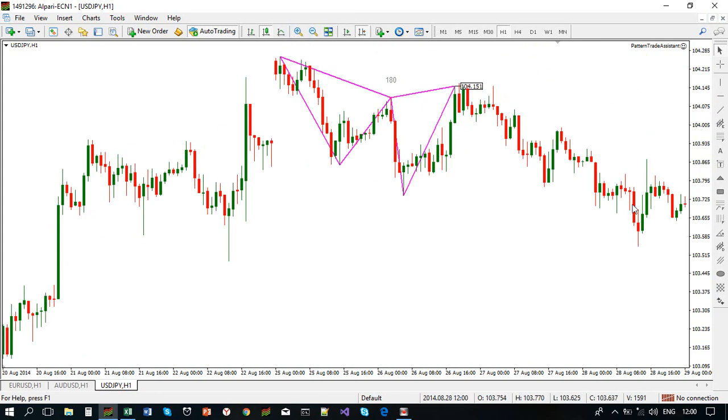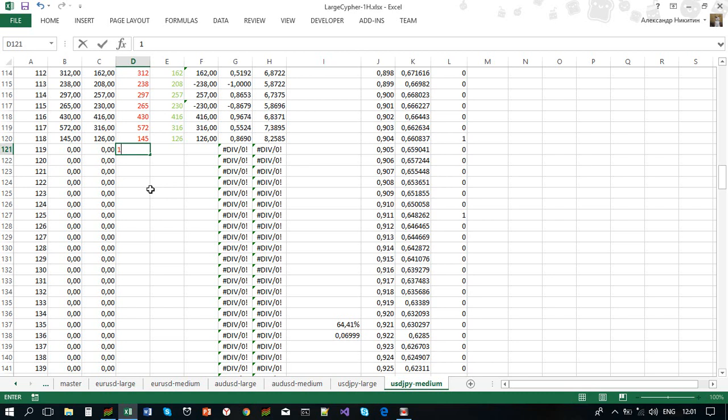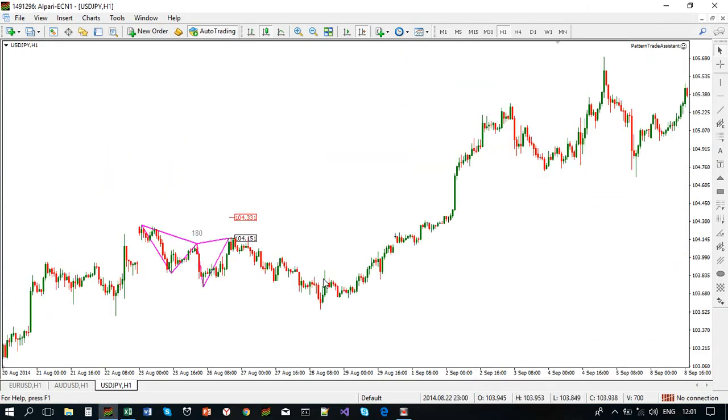Next one is a winner as well. And it is 15.0, 18.0, 18.0, 15.0, and it equals to winner.